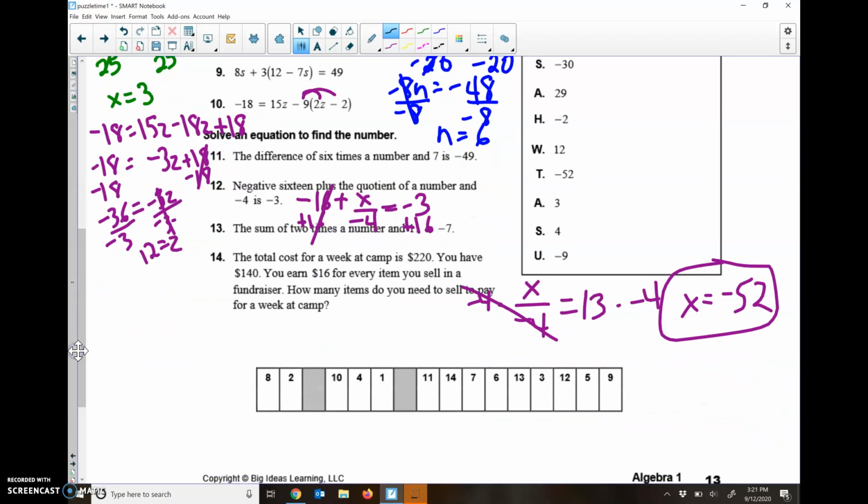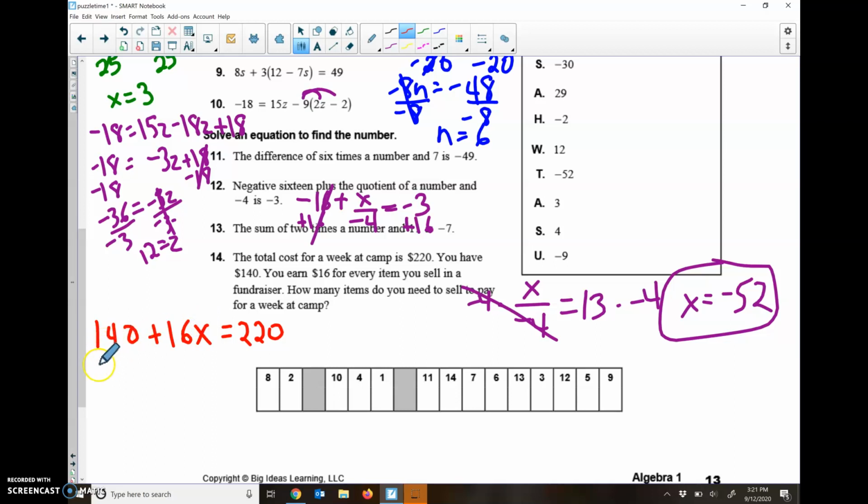All right, and the number 14, the total cost for a week at camp is $220. You have $140. You earn $16 for every item you sell in a fundraiser. How many items do you need to sell to pay for the week at camp? Okay, so total cost for camp equals 220. Right now you have 140, and you get $16 for each item you sell. We don't know how many items we're going to sell, so that's where we put in our x.